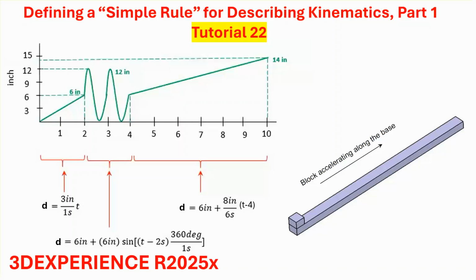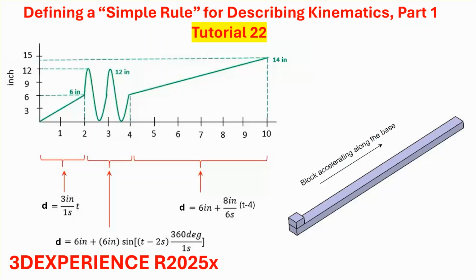So as a function of time, which is the horizontal axis, the block first goes with a linear velocity, a constant velocity, which is basically 6 inches over 2 seconds. And then when it reaches that location after 2 seconds, it does a sinusoidal oscillation. And then after 4 seconds, again, it goes with the constant velocity, which is shown here.